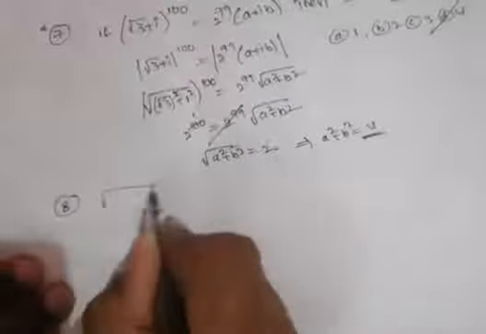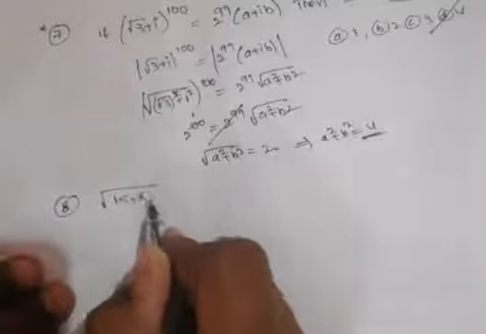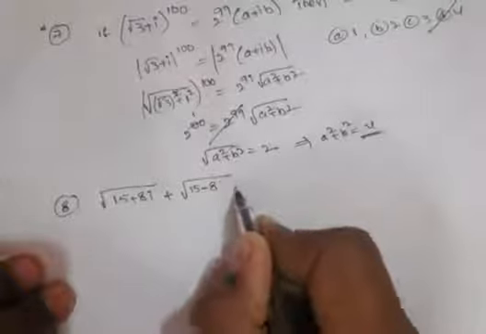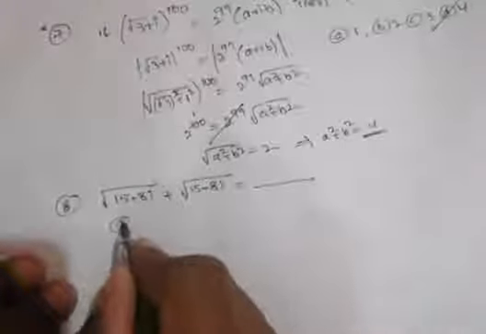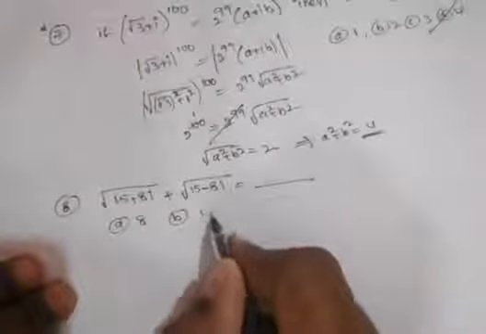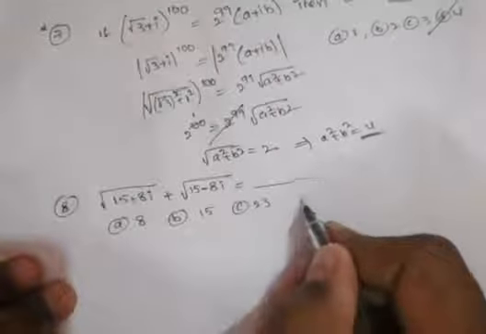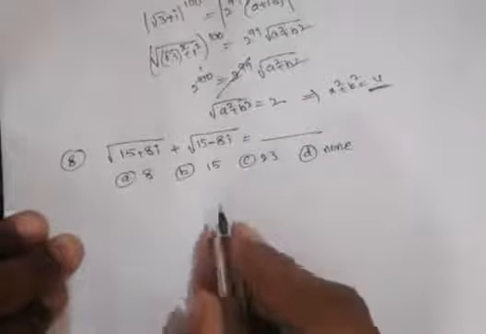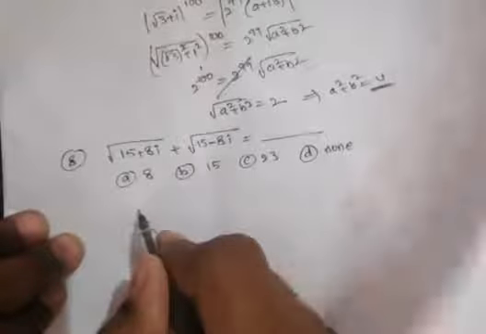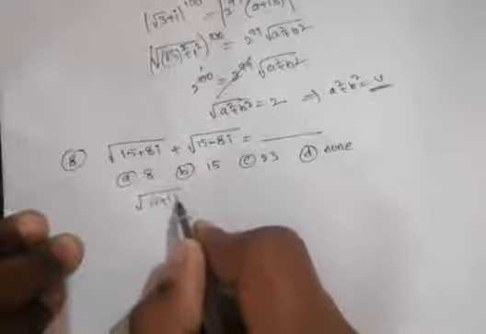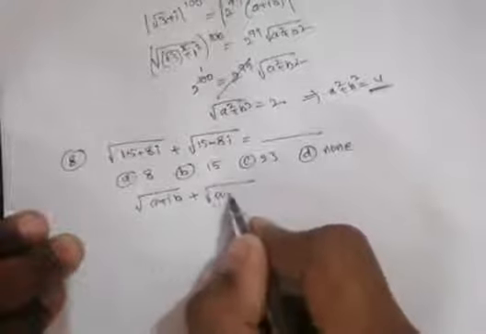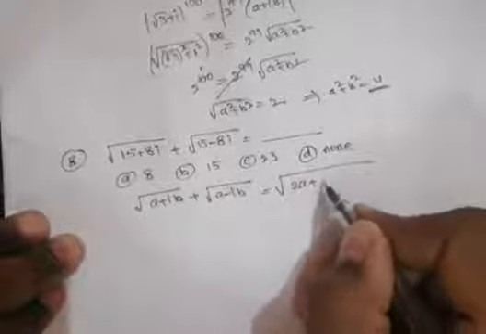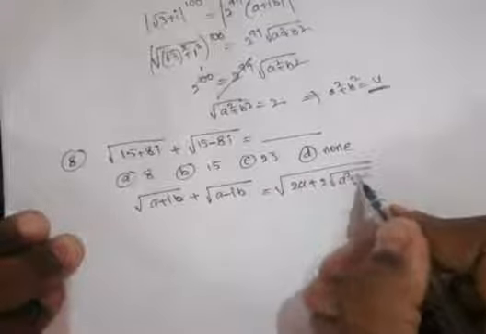Next problem: under root of 15 plus 8i plus under root of 15 minus 8i is equal to dash. Option A 8, B 15, C 23, D none of the above. So how to solve this problem? We have the formula: under root of a plus ib plus under root of a minus ib is equal to under root of 2a plus 2 into under root of a square plus b square.